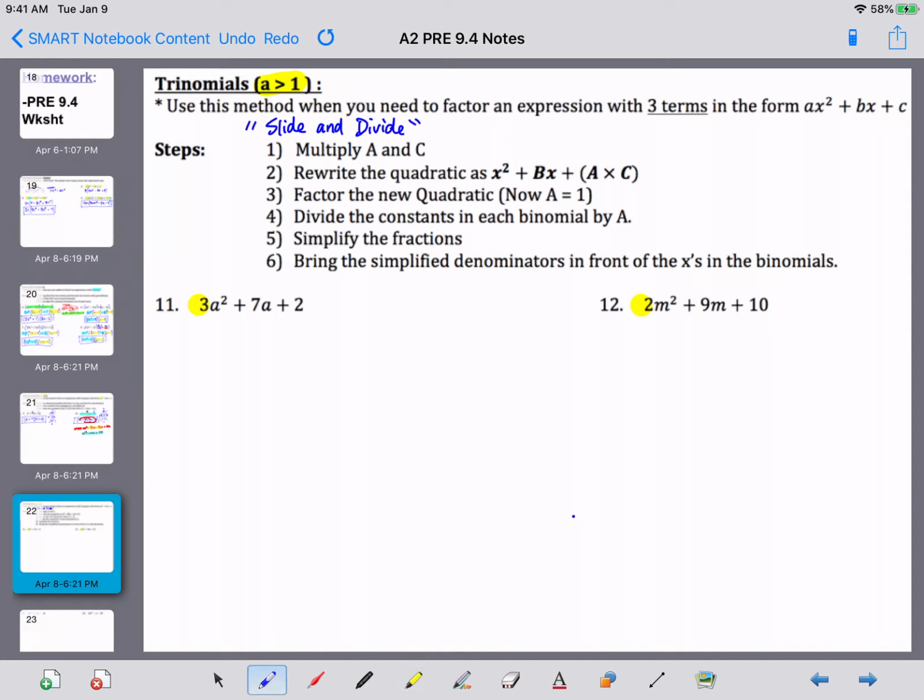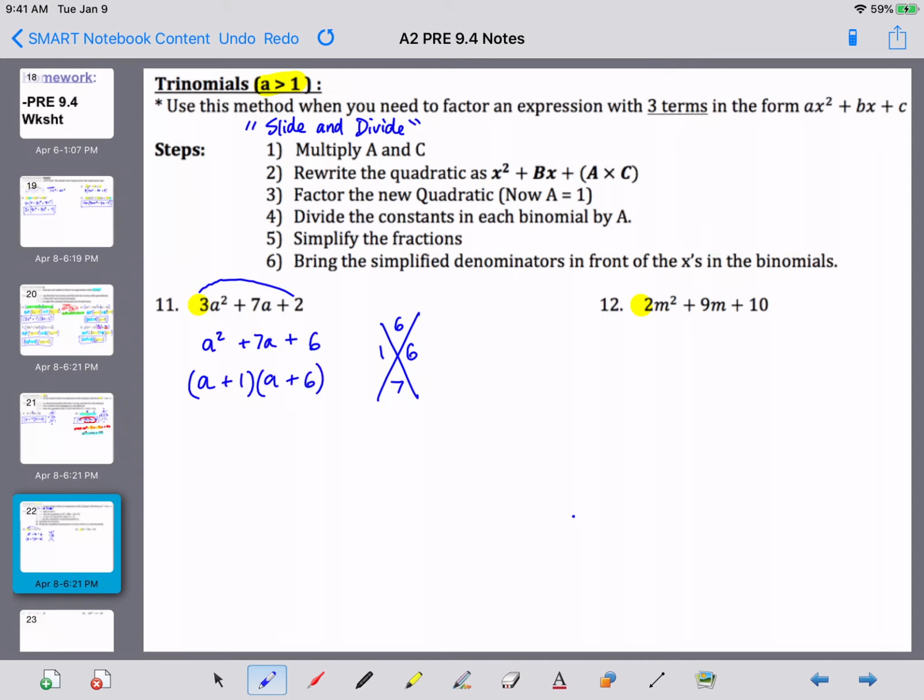All right. So step 1 is to multiply our a and c. So then we're going to turn this into a squared plus 7a, 3 times 2 is plus 6. Okay, now with that, we make a diamond. So we have to find two numbers that multiply to 6 and add up to 7, which are 1 and 6, giving us a plus 1 times a plus 6.